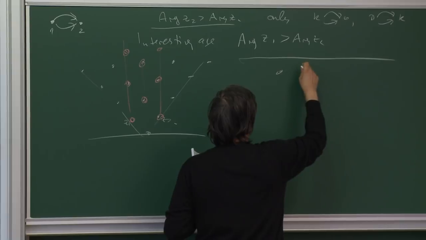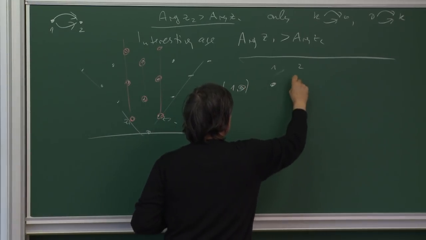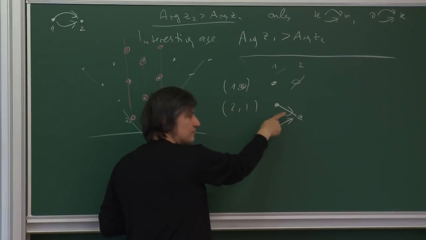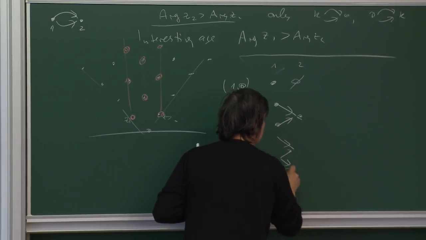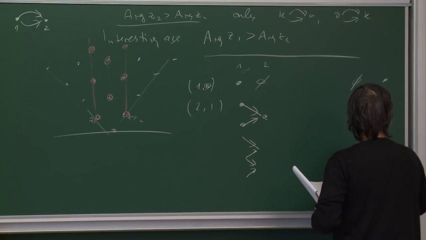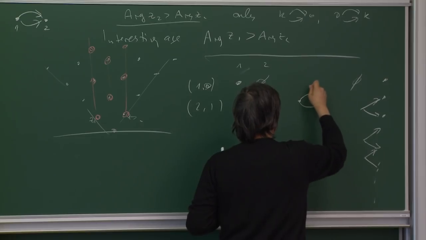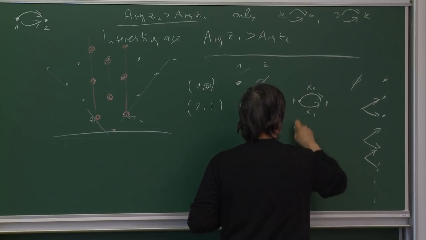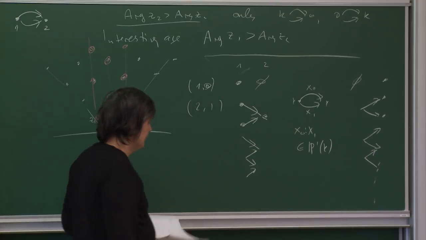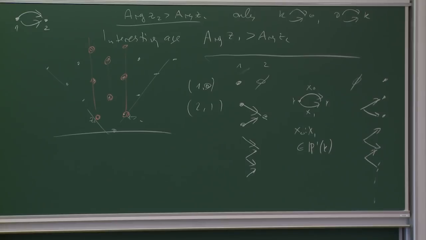How can one write these representations? Usually people draw something like this: you get vertex 1 and 2. For dimension vector 1, 0, you draw a point and nothing. Or for dimension vector 2, 1, you draw something like this: a two-dimensional space maps to a one-dimensional space, or you get the vice versa. And in the middle, when both dimensions coincide, you get, for example, a one-dimensional space with multiplication by x0 and x1, where x0, x1 is a point in the projective line. And you can make some nilpotent extension. So you get a continuous parameter here, a point on the projective line, in this picture.